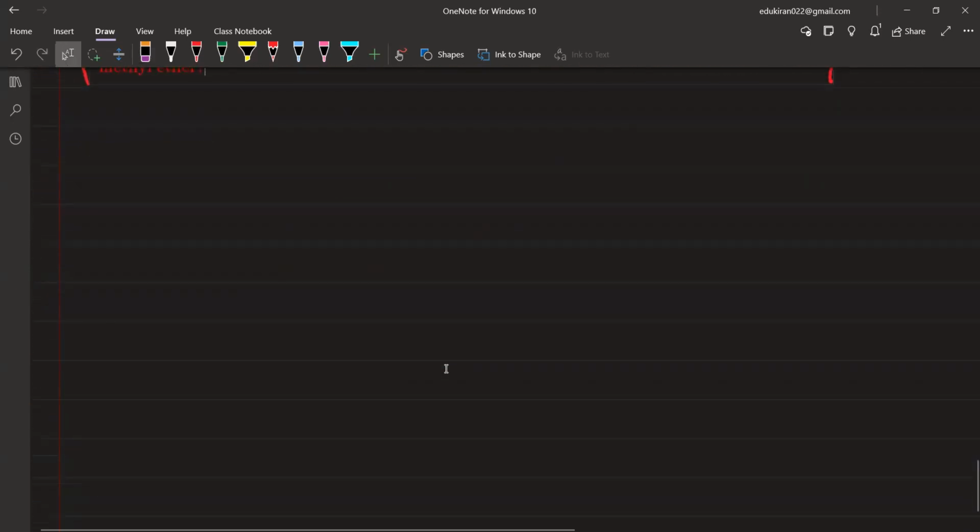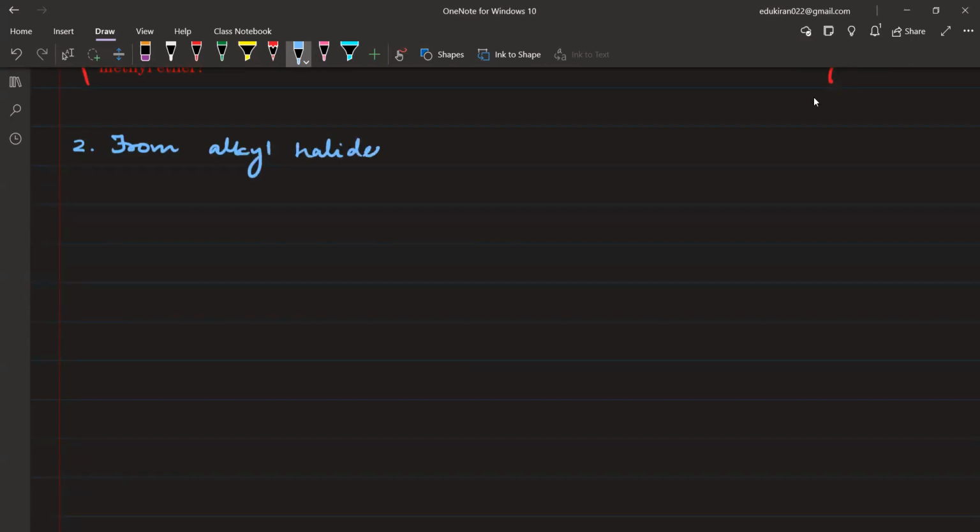Okay, right next. The second method of preparation from alkyl halides. This is also known as Williamson ether synthesis.